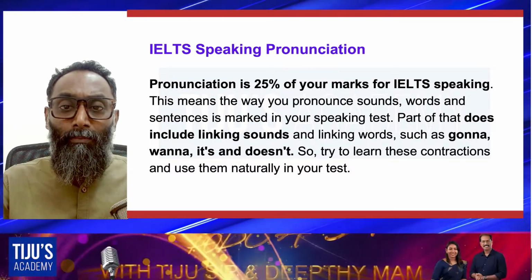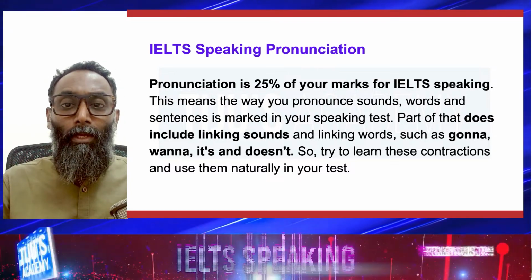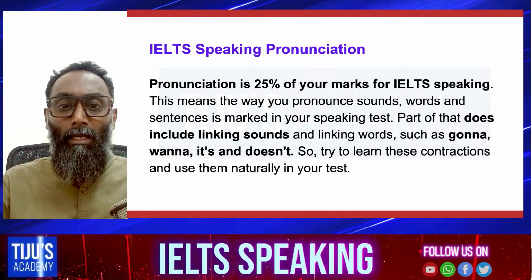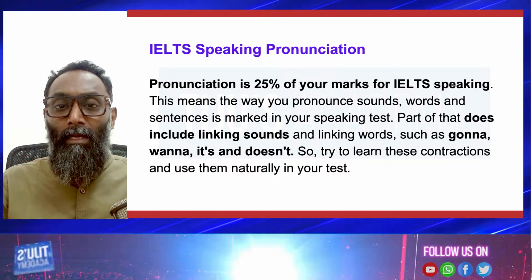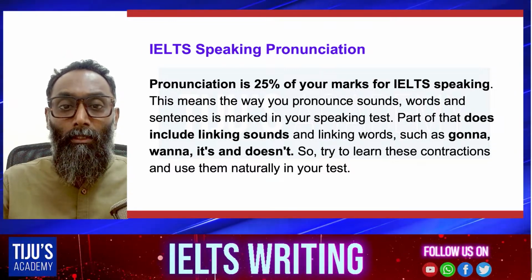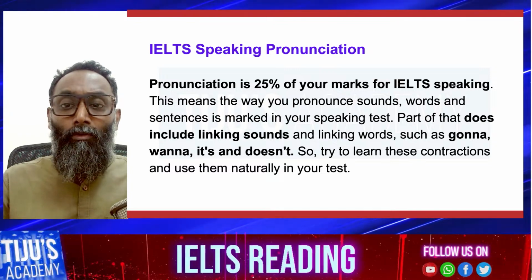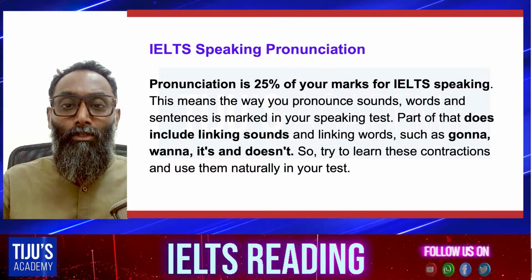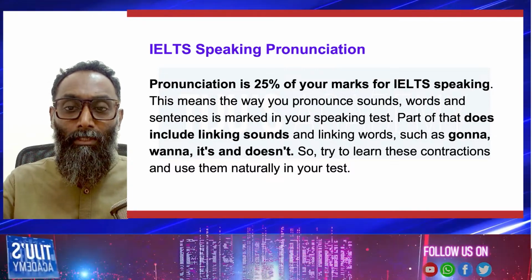Pronunciation is 25% of your marks for IELTS speaking. This means the way you pronounce sounds, words and sentences is marked in your speaking test. Part of that does include linking sounds and linking words such as gonna, wanna, it's and doesn't. So try to learn these contractions and use them naturally in your test. Yes, don't force it, use them naturally in your test.